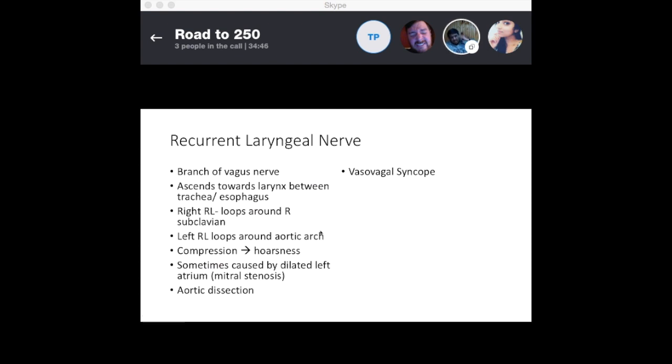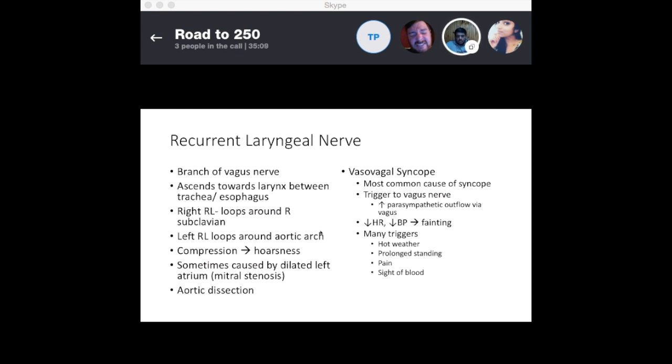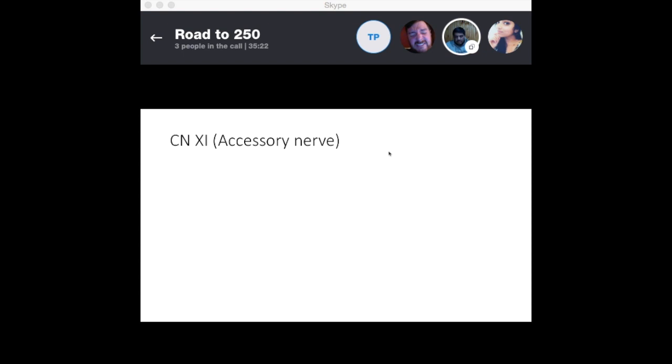Another thing that you want to keep in mind is vasovagal syncope, and this is the most common cause of syncope. So this is basically triggered by the vagus nerve, and you increase your parasympathetic outflow via the vagus nerve. So your decrease in heart rate and decrease in blood pressure will lead to fainting. There are many triggers such as hot weather, prolonged standing, pain, or sight of blood. This is like you're seeing in movies where an old lady sees blood and she passes out. It's usually due to vasovagal syncope. So that's a good way to keep that in mind.